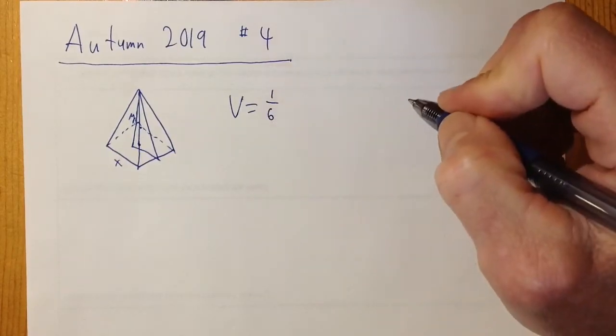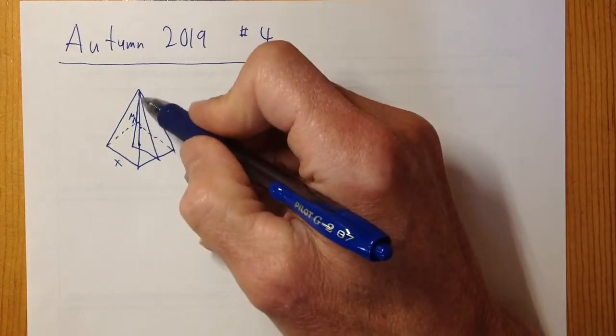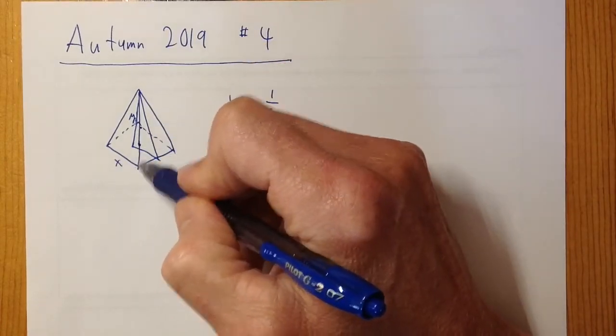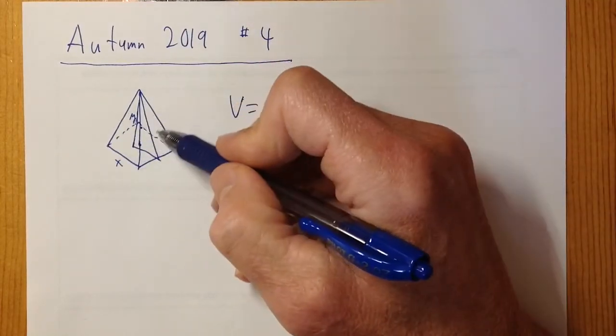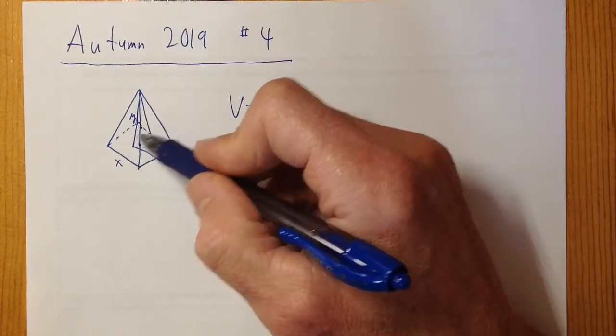The volume is 1/6. We want the volume to be 1/6 meter cubed, and we want to figure out what height do we make this, and what width, what x do we need, and what y do we need to make this the smallest surface area for the triangles. We don't care about the base, but we only have so much material to make the sides.